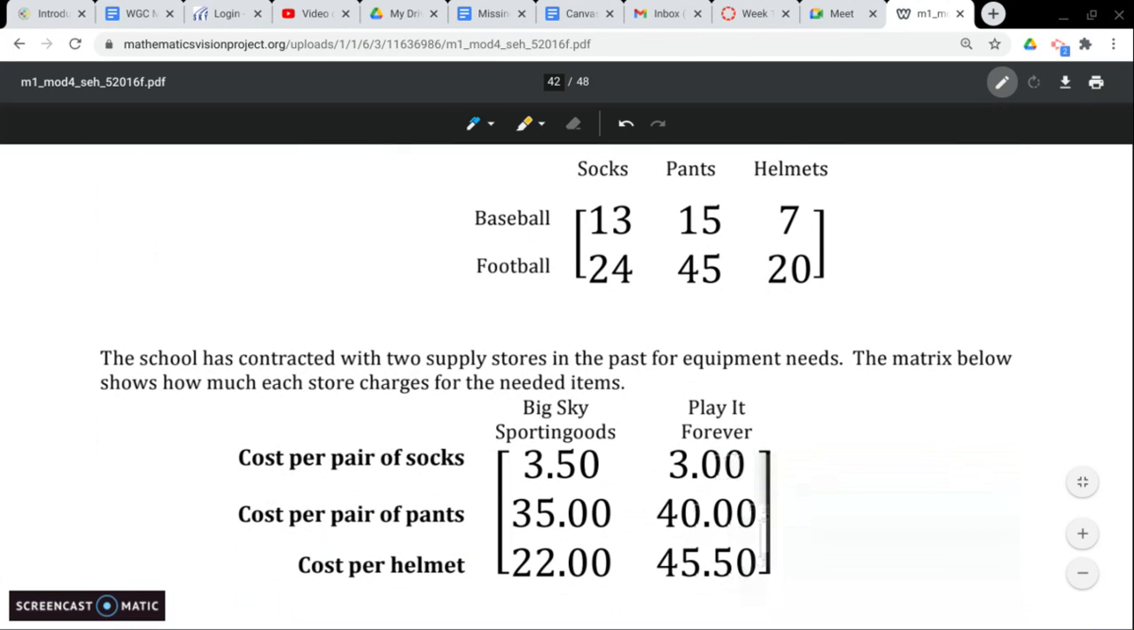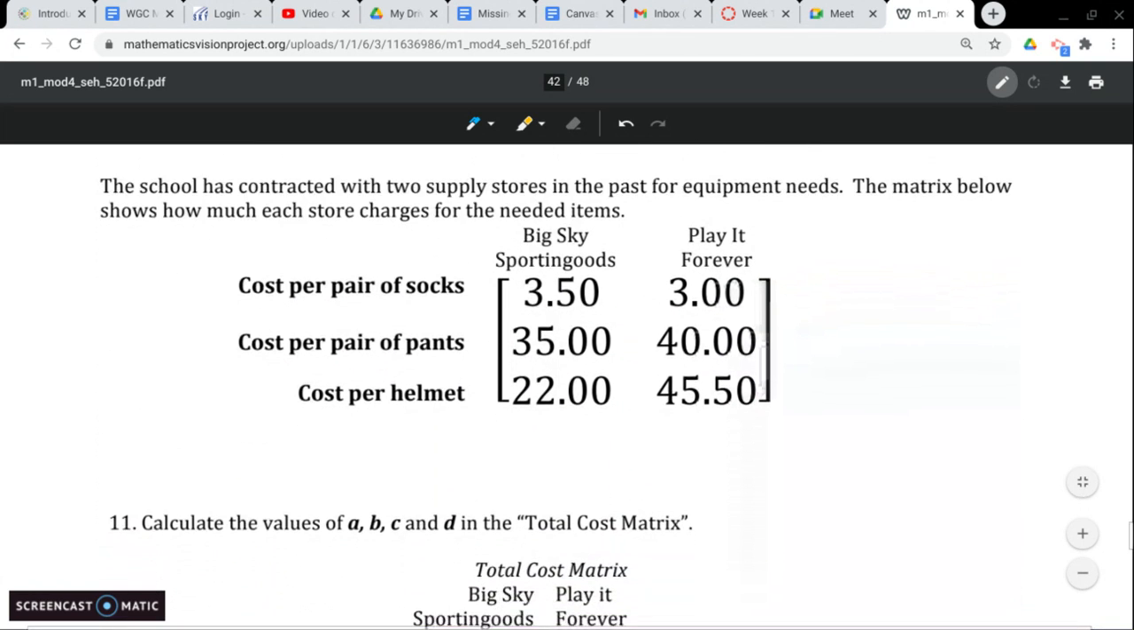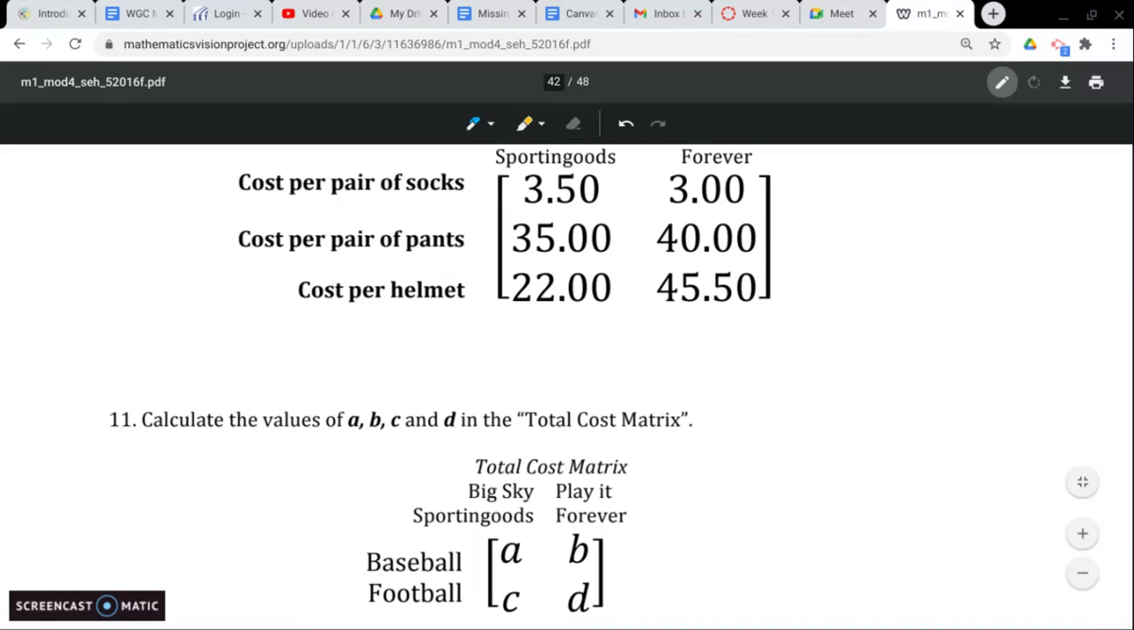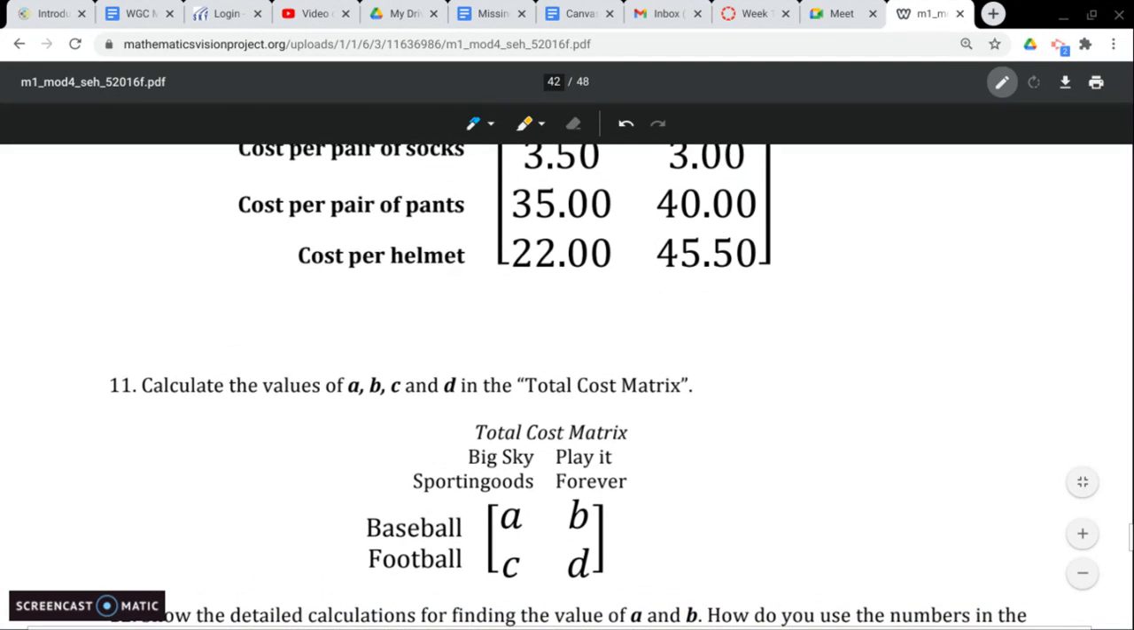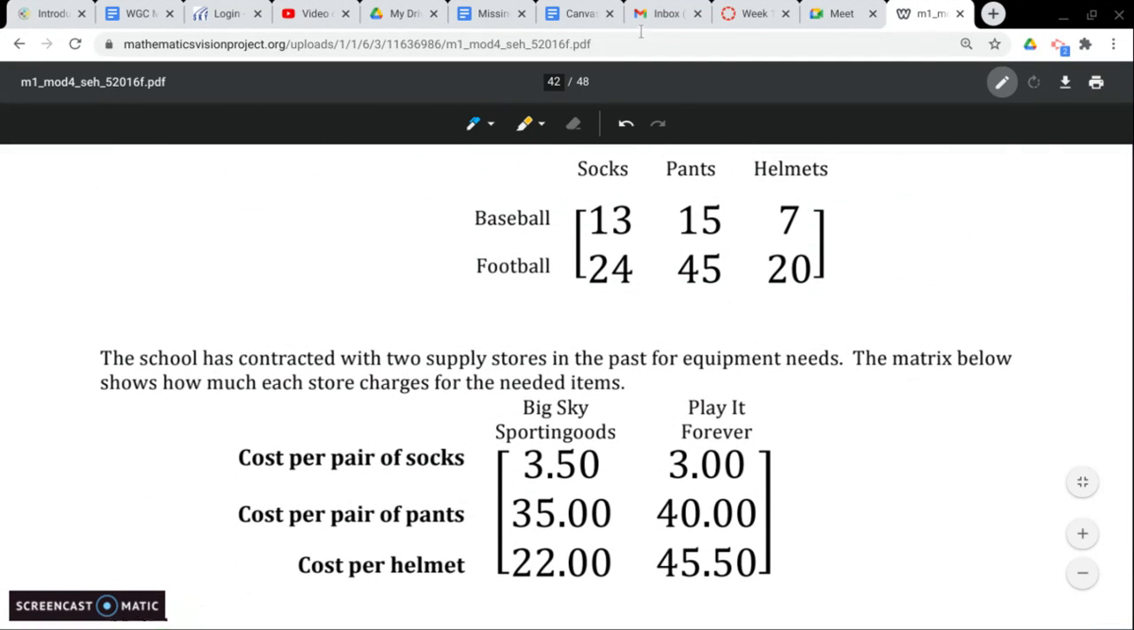The school has contracted with 2 supply stores in the past for equipment needs. The matrix below shows how much each store charges for the needed items. Calculate the values of A, B, C, and D in the total cost matrix. So we went from having these 2 matrices. One is what's known as row by column, so 2 by 3, and the other one is a 3 by 2.